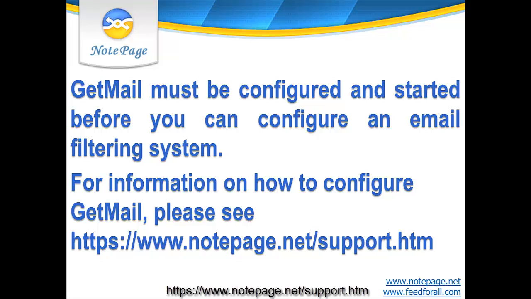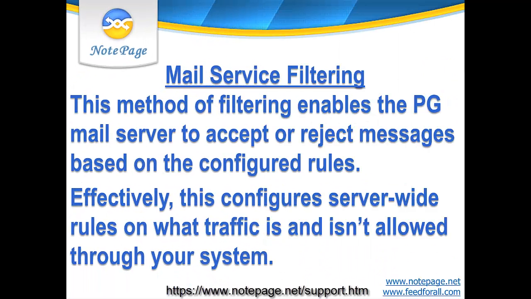There are two different layers of email filtering that can be implemented. The first is mail service filtering. This method of filtering enables PageGate's mail server to accept or reject email based on rules you configure, and is used when having PageGate host a domain or subdomain for messaging. This filtering configures the server-wide rules on what traffic is and is not allowed to flow through the system. For example, you could configure an IP filtering system that only allowed specific IP addresses to send email to PageGate. Or, you could configure a sender's name filtering system that blocked specific email addresses or even specific domains from sending traffic to your PageGate server. This method of filtering cannot be used in conjunction with POP mail collection.